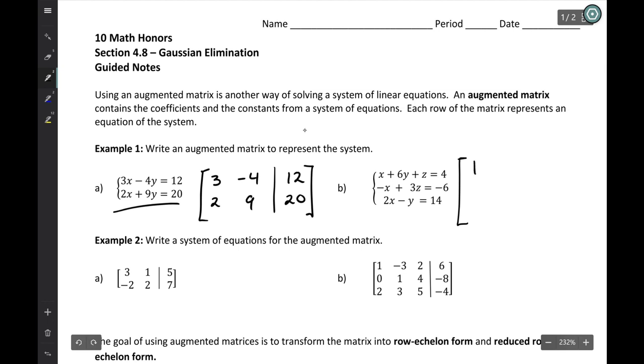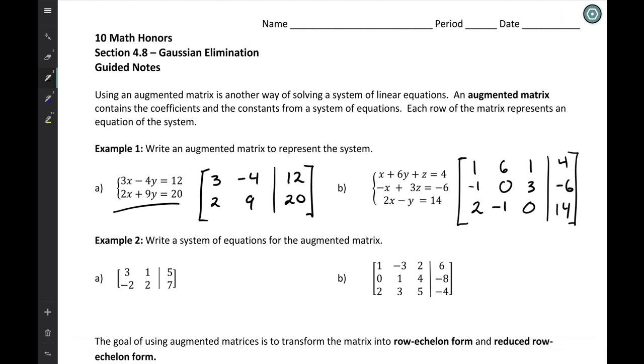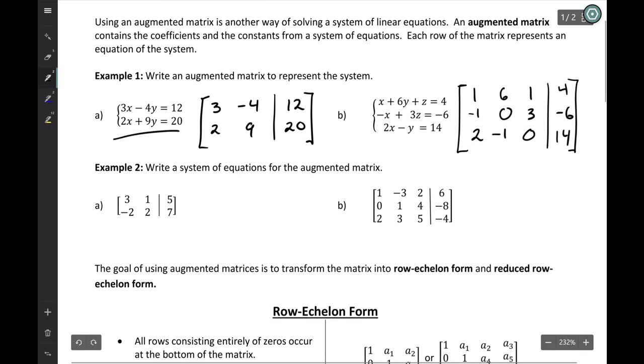So this would become 1, 6, 1, 4. Our bar right there. Set up the rest of the matrix. And I got -1, 0 because there's no y term, 3, and -6. Then I have 2, -1, 0, and 14. That's how you'd make an augmented matrix from the system. And the nice thing is you can go backwards too.